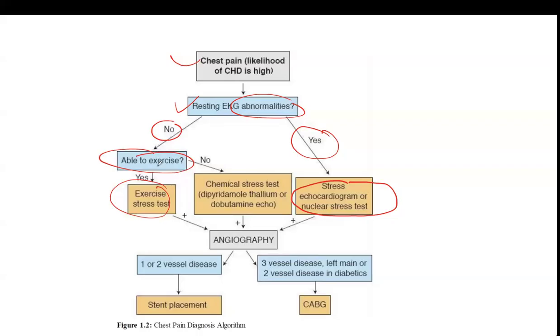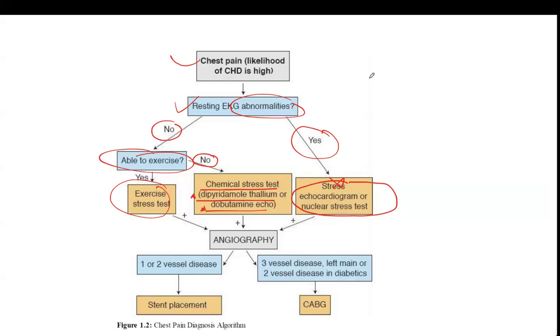Okay? What if patient is not able to exercise? Then you can't do the stress. That means you can't put the patient on a treadmill. So to make the heart under exertion, you can give some medication which will feel like the patient is working. So that's called chemical stress test. So either we do dipyridamole thallium test, or we do dobutamine echocardiogram. So these are chemicals or drugs which will put the heart under stress in the same way a treadmill will do.